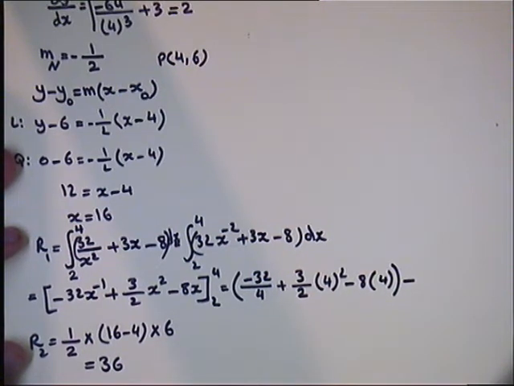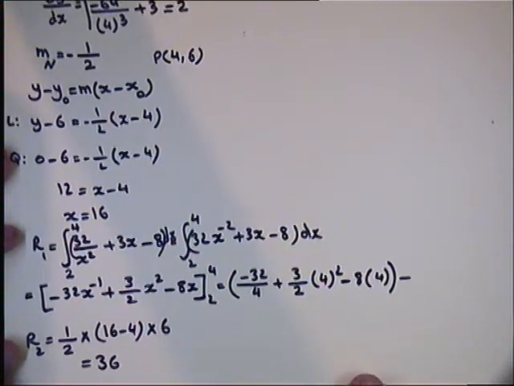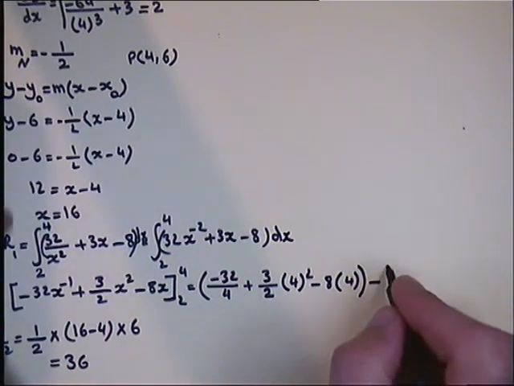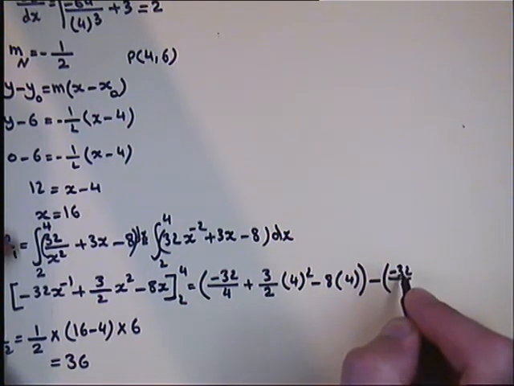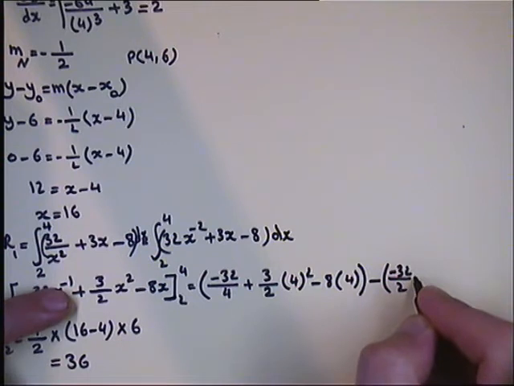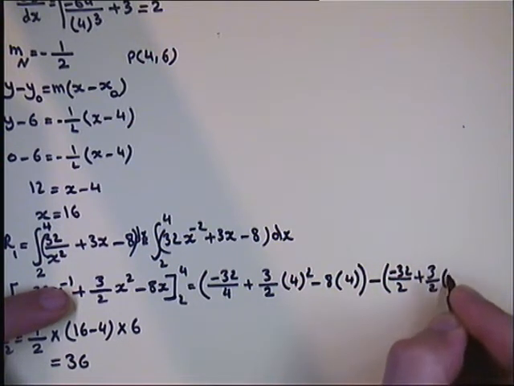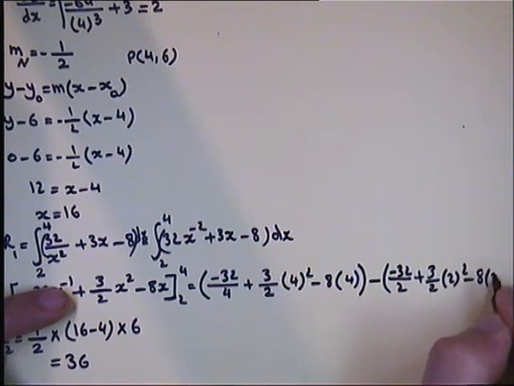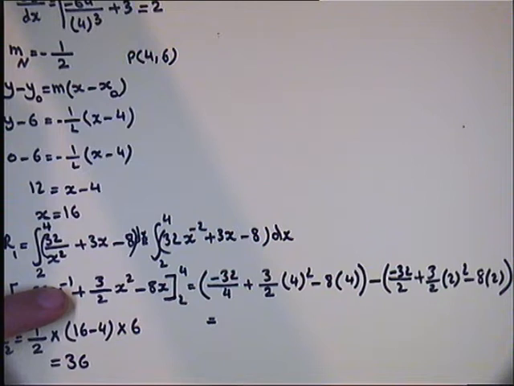Minus, now let's sub in 2: minus 32 over 2 plus 3 over 2 times 2 squared minus 8 times 2. Close the bracket. If we simplify this, we should be able to get 10. So this one is minus 16, minus this one, which is minus 26, which is 10.